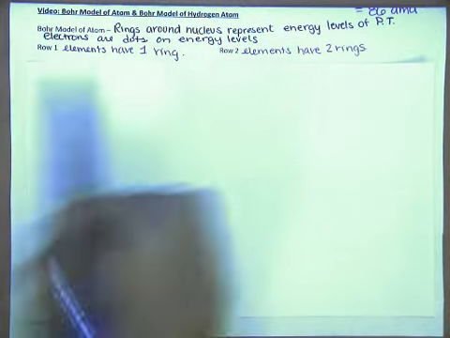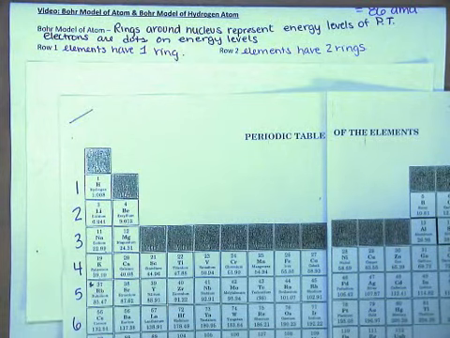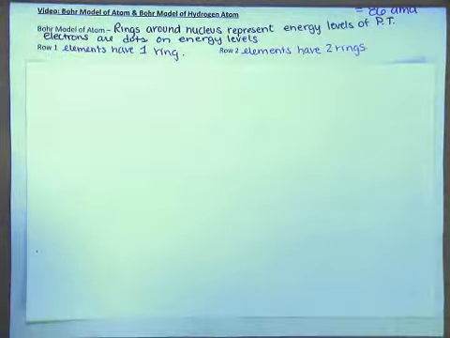So row 1 elements have 1 ring, and row 2 elements would have 2 rings because in the second energy level. So any one of these elements would have 2 rings.